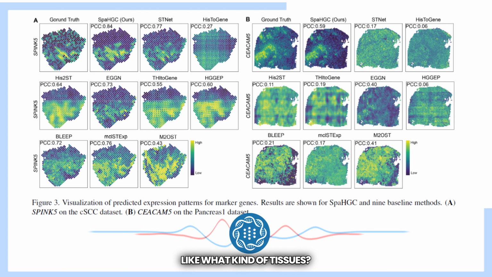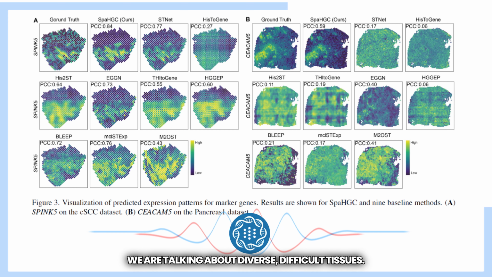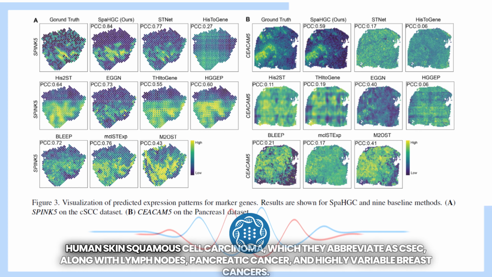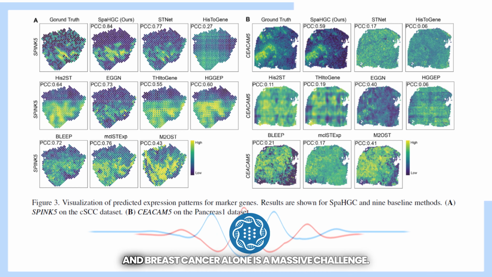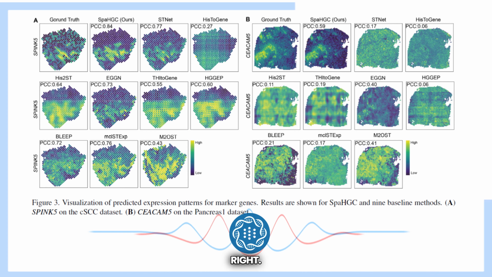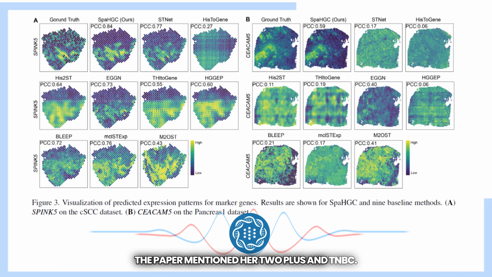Like what kind of tissues? We are talking about diverse, difficult tissues. Human skin, squamous cell carcinoma, which they abbreviate as CSCC, along with lymph nodes, pancreatic cancer, and highly variable breast cancers. And breast cancer alone is a massive challenge, right? The paper mentioned HER2+ and TNBC.